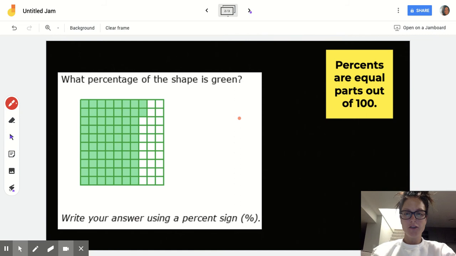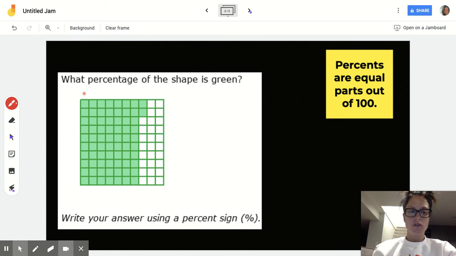All right. So just a reminder, percents are equal parts out of 100. So once again, if I need to figure out what percent of this shape is green, I need to figure out how many squares, how many parts I have out of 100 that are green. So once again, I know that there's 10 in each row. So I have 10, 20, 30, 40, 50, 60, 70.